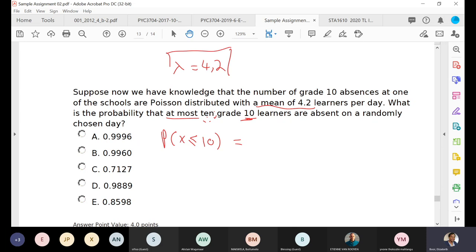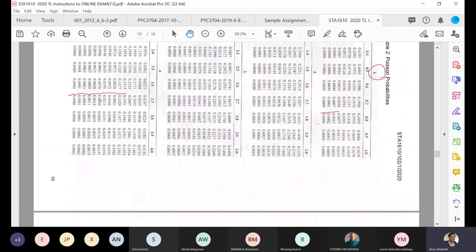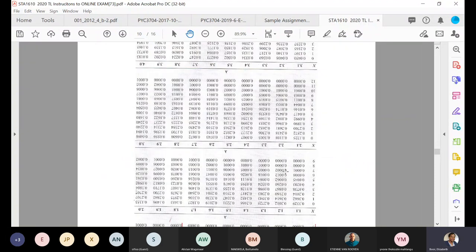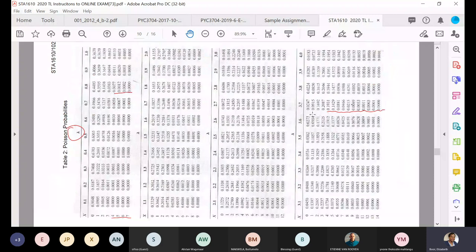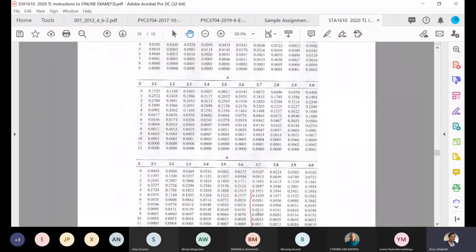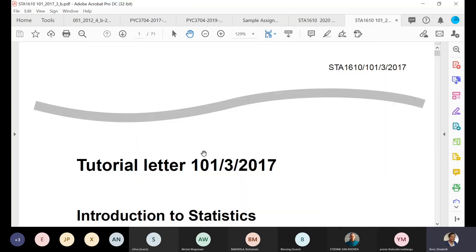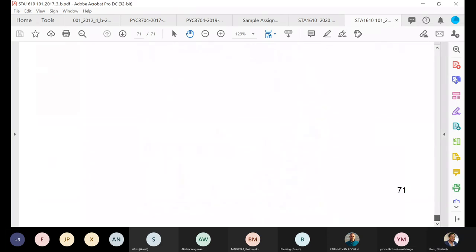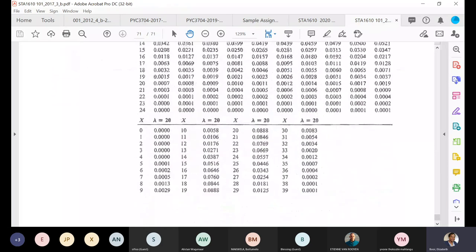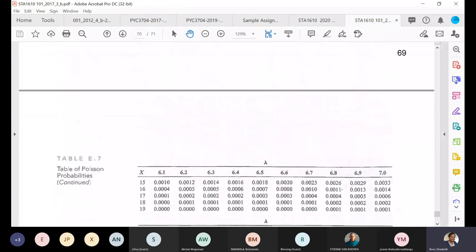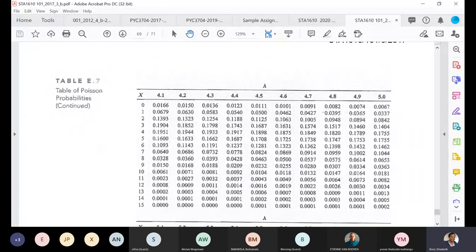So we need to go to the Poisson table. I will have to rotate my picture. Now here is the challenge with this one, because I don't think we have extended tables on here. I'll have to open another table, but in the exam they won't give you things that they don't supply you with. Let me open another table. I can just open a past exam, not the exam paper. Where is the tutorial letter that we always used, which has tables in there? I think this one has a lot more than the one that we are using now. Yes, this one has a lot.